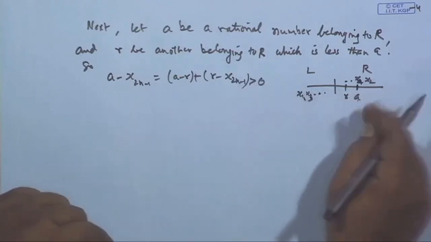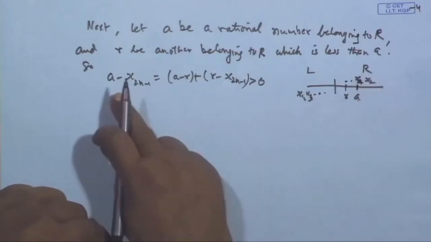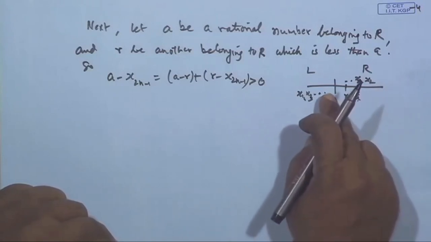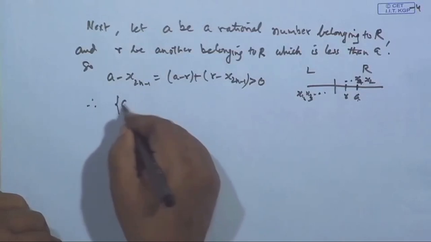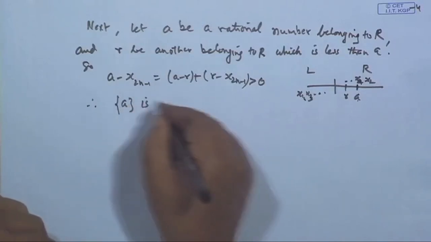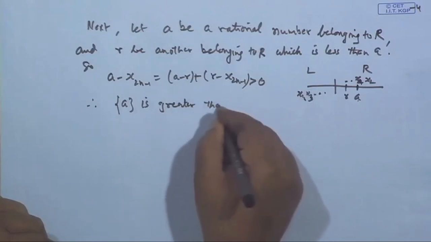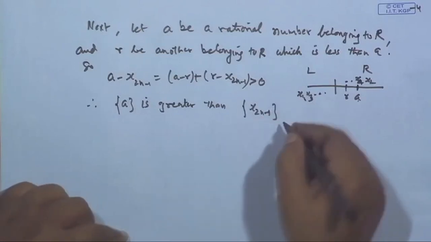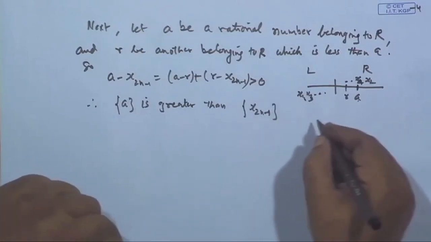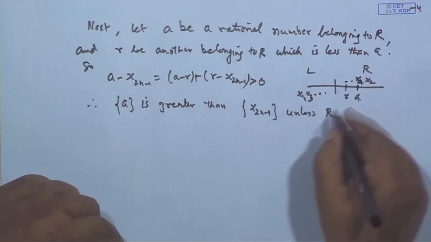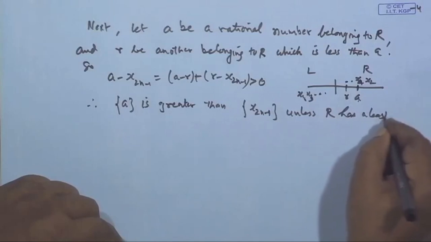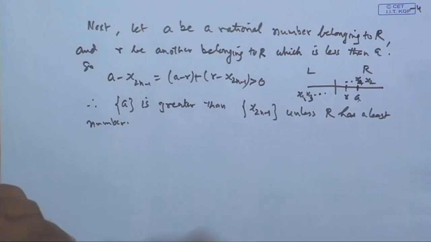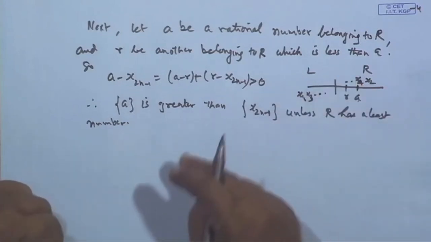It means that whenever you choose any number in the upper class, it is always greater than the elements of the sequence, unless R has a least number. So this number A is always greater than any element of this sequence, is it not? Unless R has a least number. Similarly, we can show the same for the other sequence.